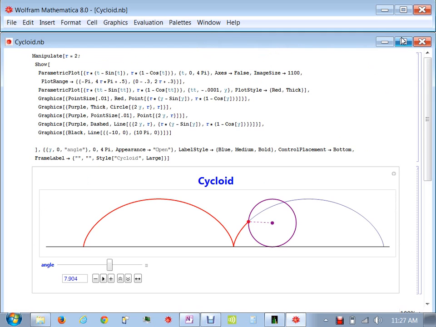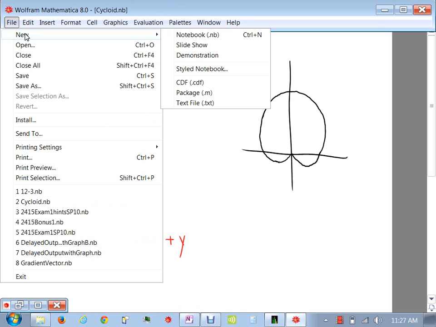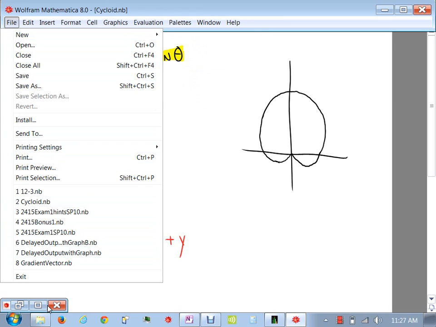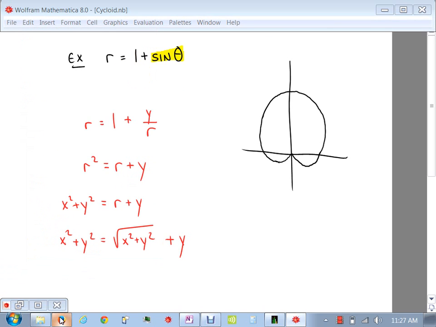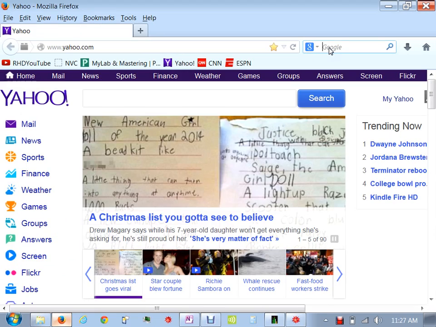What was I going to do? Oh, I wanted to plot. I wanted to show you how to, I wonder if Wolfram Alpha will do a polar plot. Let's see if Wolfram Alpha will do it. I know my computer will do it. Let's see if Wolfram Alpha does. What do y'all think? Think so?